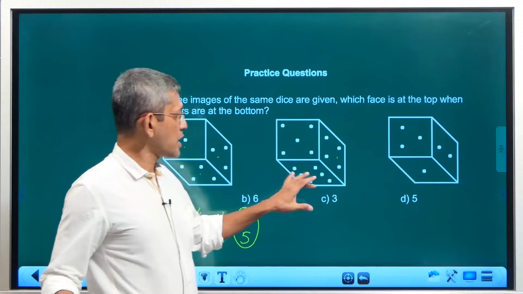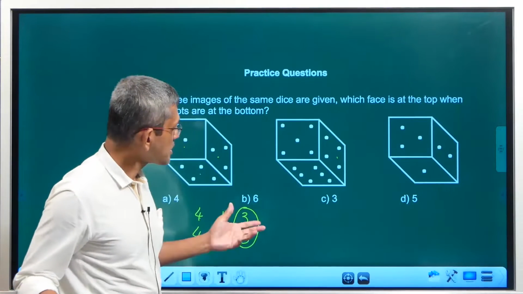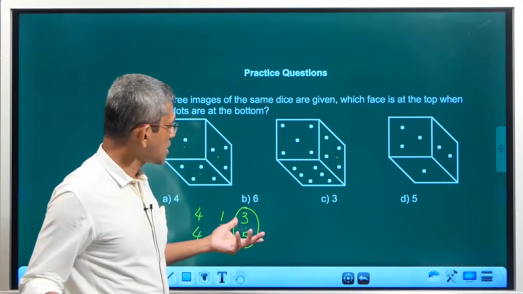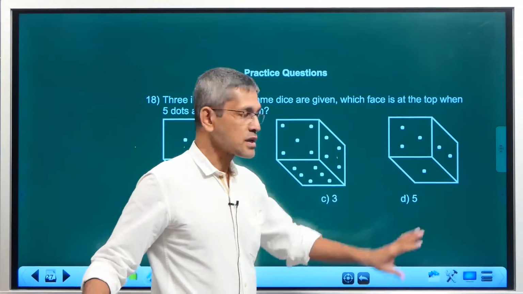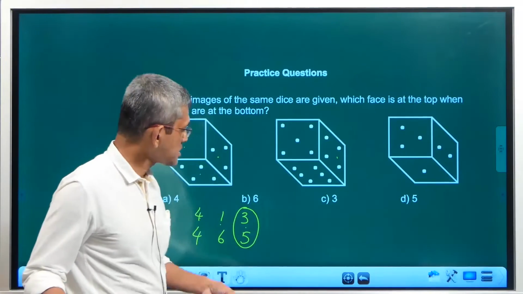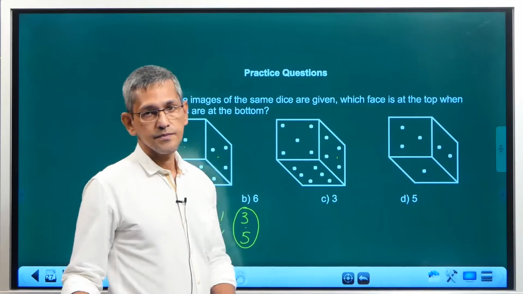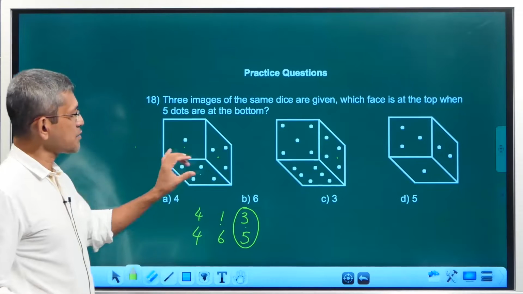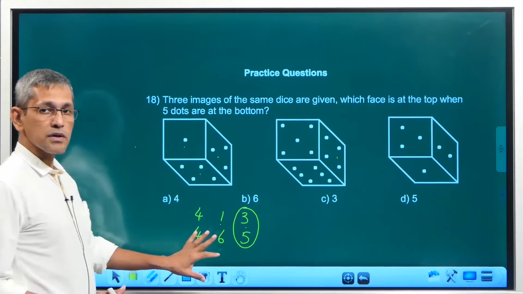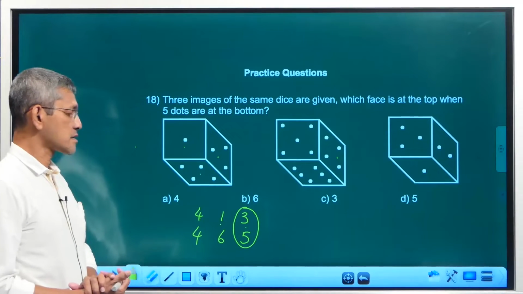Again, compare 2 and 3. If you compare 2 and 3, what is common over there? 4, 5, and 6. Here it's 1, 2, 3. There's nothing common, so there's no comparison between 2 and 3. So in this case, we get the answer from 1 and 2. If you apply rule number 4, you get the answer right here.